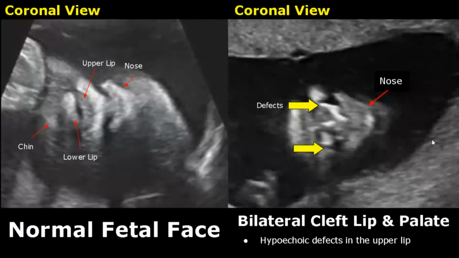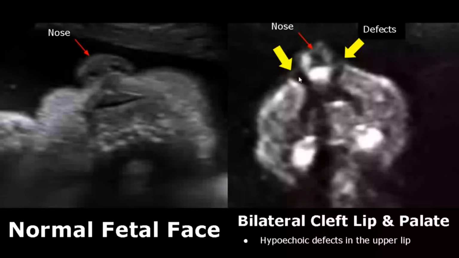In bilateral cleft lip and palate, two hypoechoic defects can be seen in the upper lip. In this image, we can see the bilateral clefts more clearly. The hypoechoic defects are communicating with the palate.